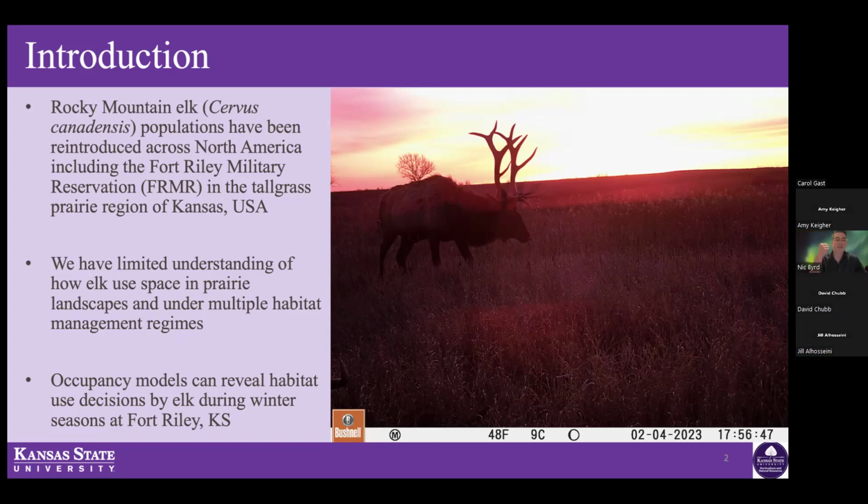So we can use occupancy models, which can reveal habitat use decisions by elk during wintering seasons at Fort Riley. And this is important because food resources are limited in winter. Food plots have been harvested and other wildlife species are consuming them. And then this is a time period where elk have gone through their rut, and so their energy reserves have been depleted. For bull elk and for mothering cows, this is also a time when their lactation is decreasing from December to February.